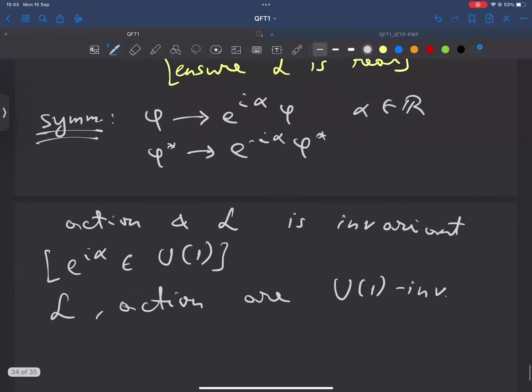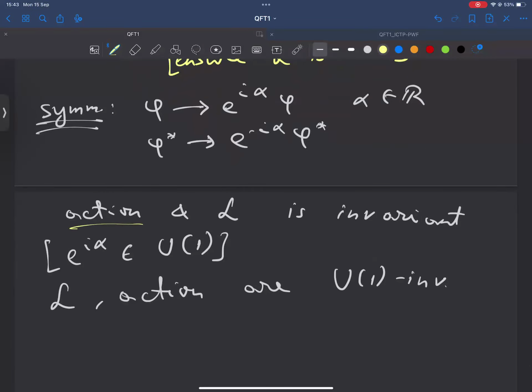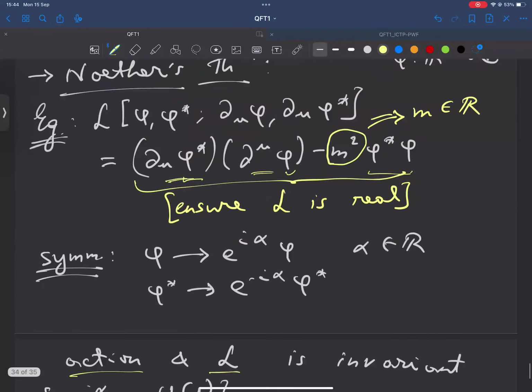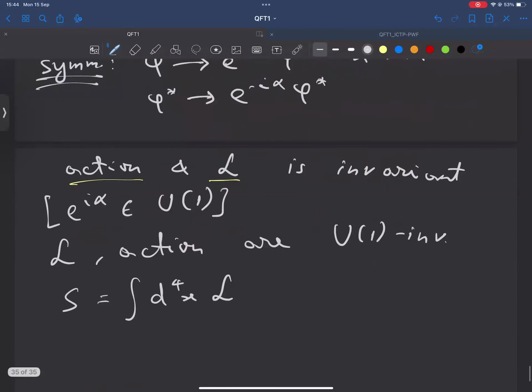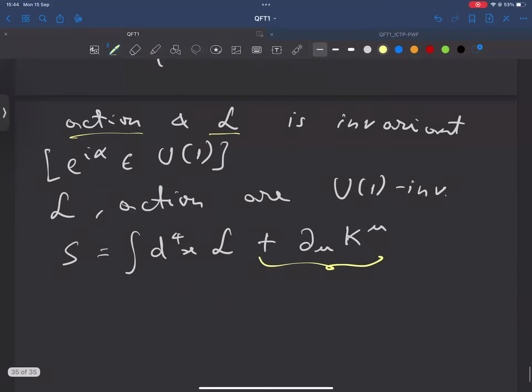And you see I stressed this thing, that the action and the Lagrangian are invariant, because the action was actually the integrated version of the Lagrangian. Okay, so this was the Lagrangian, and that was the action. Now you can always add some total derivative terms to this action, like del mu K mu. So you can add some extra piece, and delta S equals 0 will give you the same Euler-Lagrange equations.